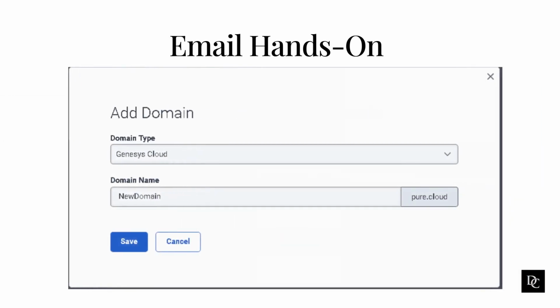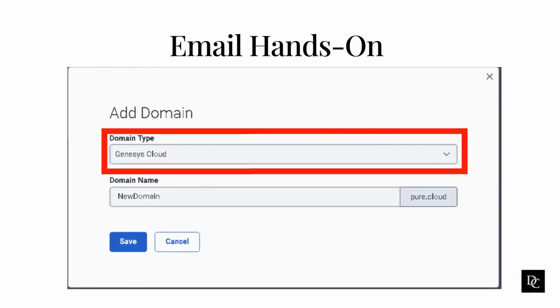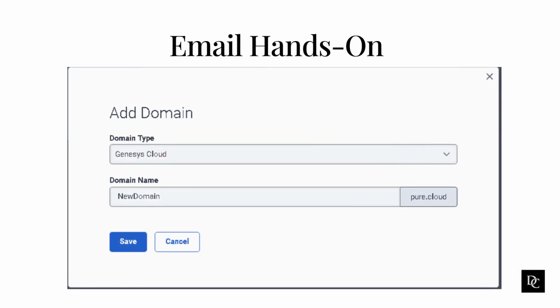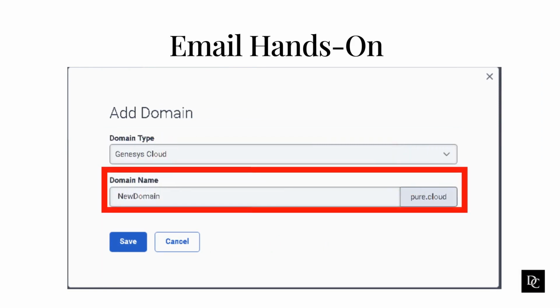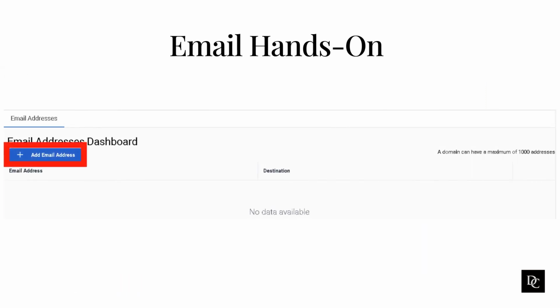When adding a domain, click Add Domain. The Add Domain page opens. Choose your domain type: Genesys Cloud, Custom, Campaign, or Agentless. Under Domain Name, add your fully qualified domain name and click Save. After saving, the email addresses dashboard opens. This dashboard allows you to add email addresses to the newly created domain. Click on Add Email Address to add a new email address.